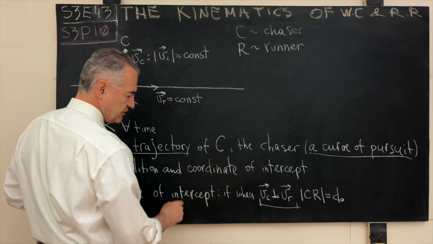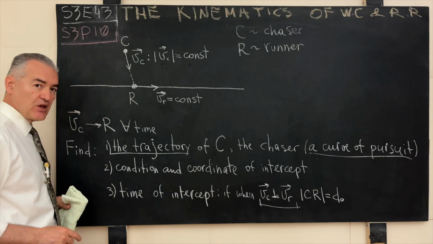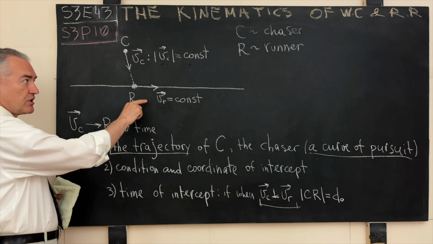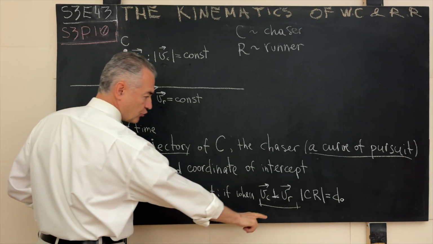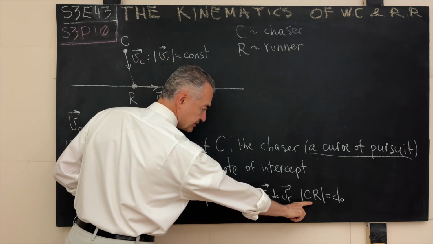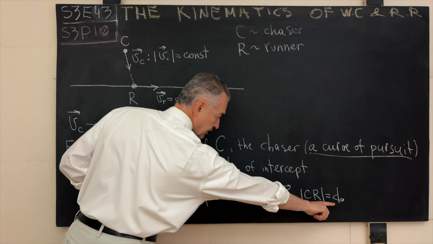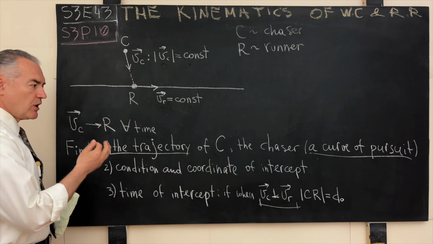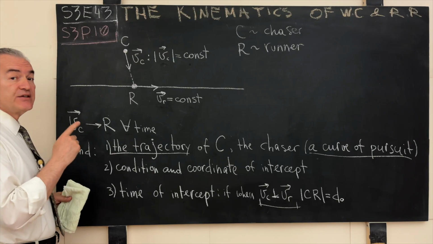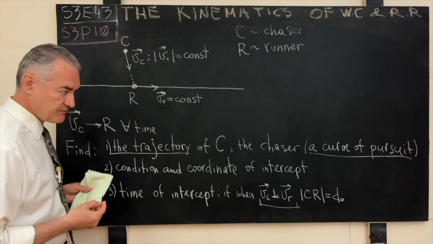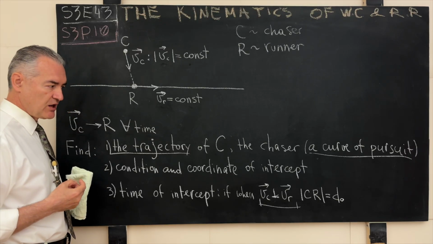And the third and final unit of information that we're asked to recover is to compute the time of intercept. The following information is given: when the vectors of the velocities of the runner and the chaser were orthogonal with respect to each other, the distance between the points C and R is known and given to us as d0.